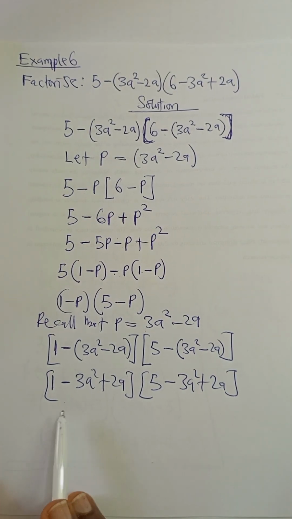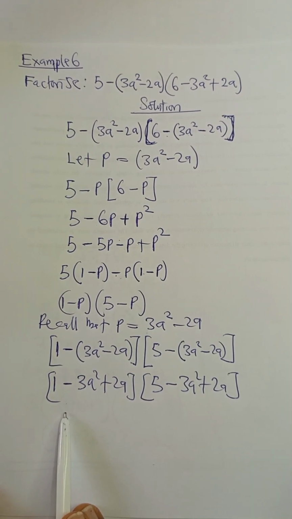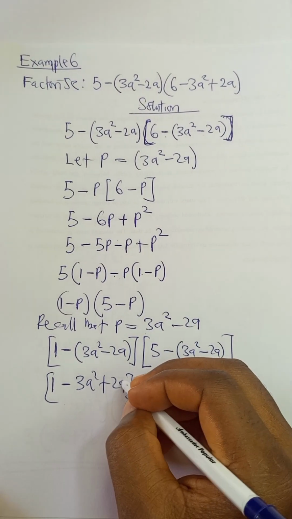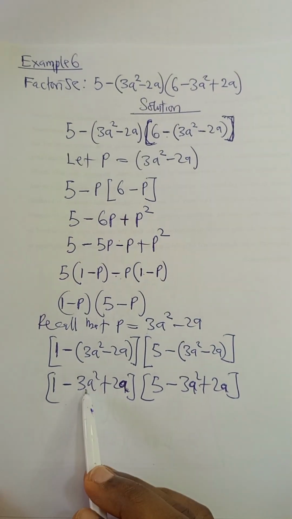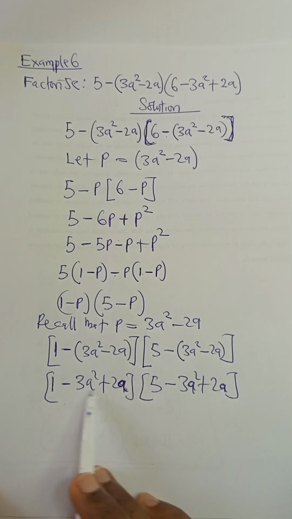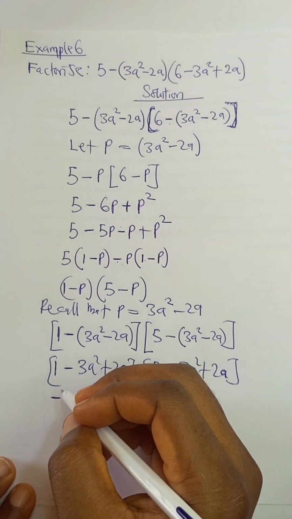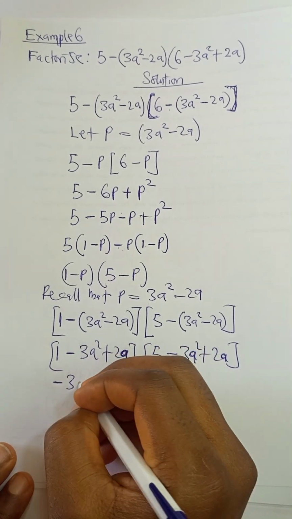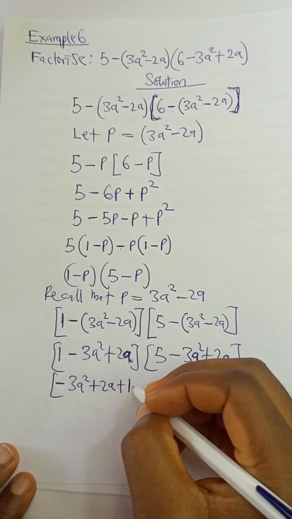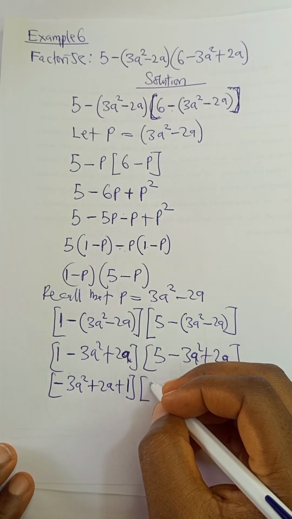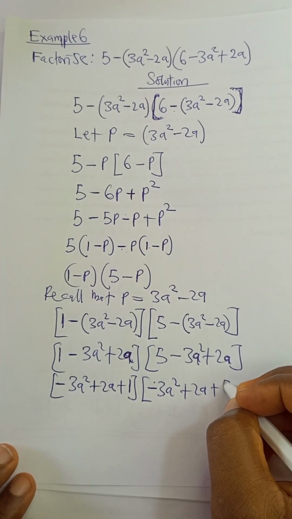So we can factorize this again. This is another factorization. Let's see, both of them can be factorized. Because of space, let me rewrite it. If I rewrite it, I have minus 3a squared plus 2a plus 1. Then we have minus 3a squared plus 2a plus 5.